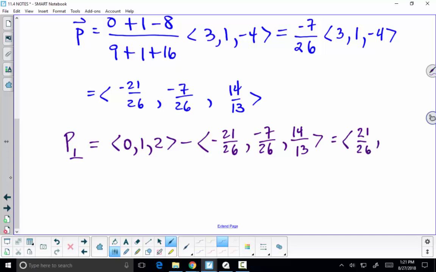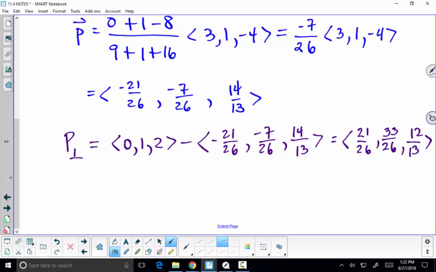and we get 26 over 26 plus 7, so that's 33 over 26. And then our last component, 26 minus 14 is 12 over 13, I believe. So that's our P perpendicular vector. So P plus P perp will give us U.